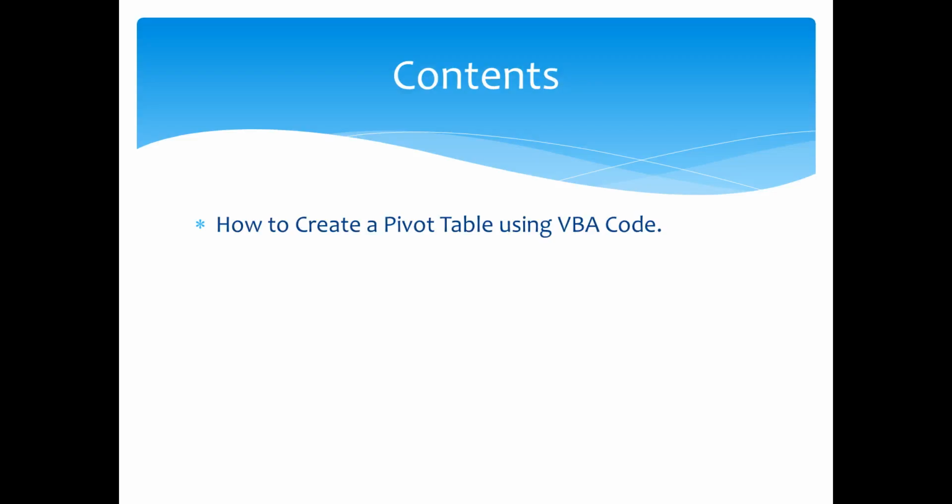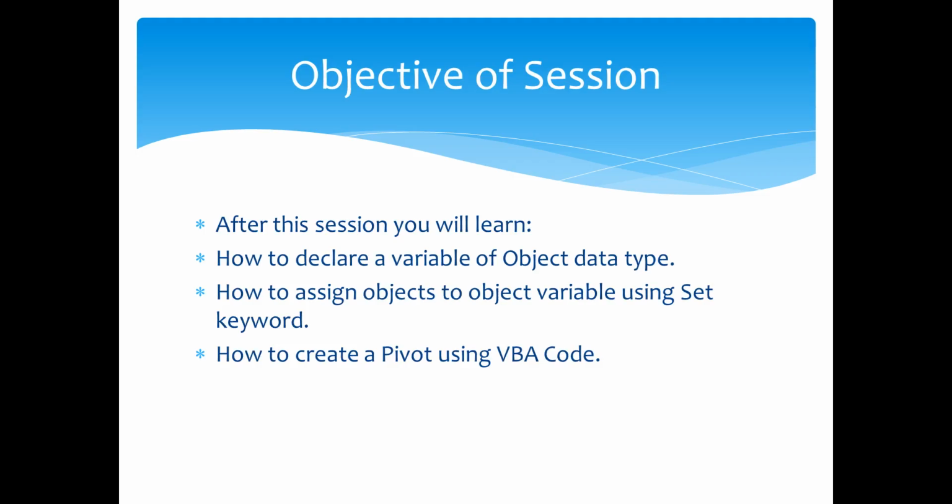In this session we will see how to create a pivot table using VBA code. The objective of this session is that after this session you will learn how to declare a variable of object data type, how to assign objects to an object variable using the Set keyword, and how to create a pivot using VBA code.